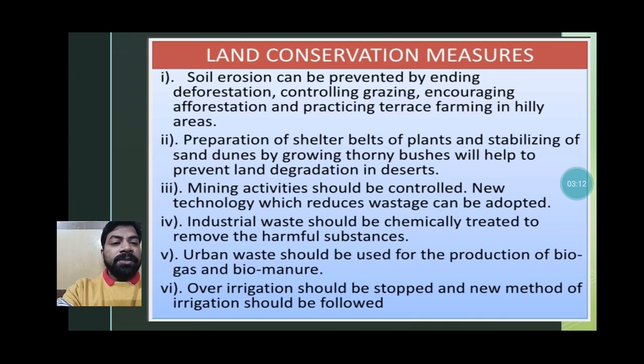Over irrigation should be stopped and a new method of irrigation should be followed. This way, when we stop over irrigation and adopt new methods of irrigation, it will help in the conservation of the land.